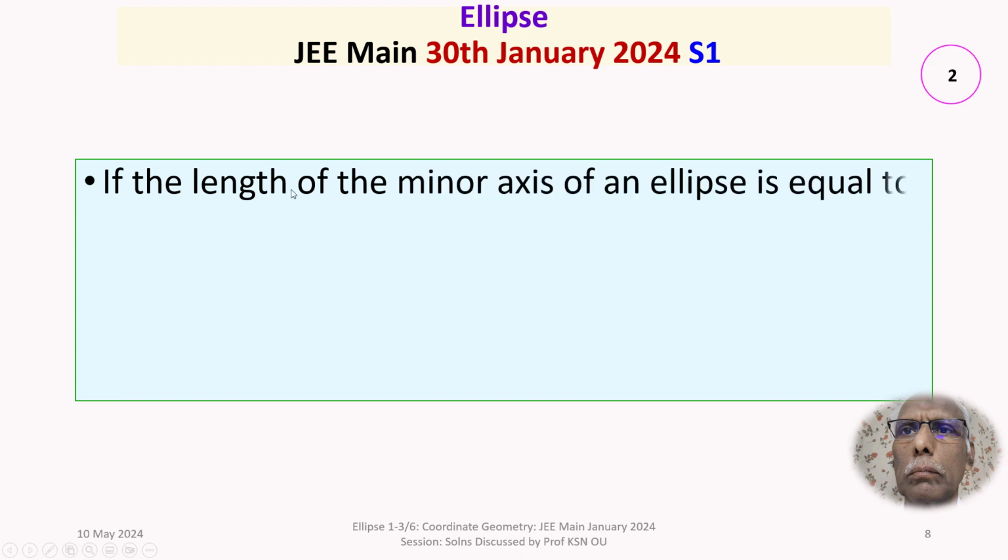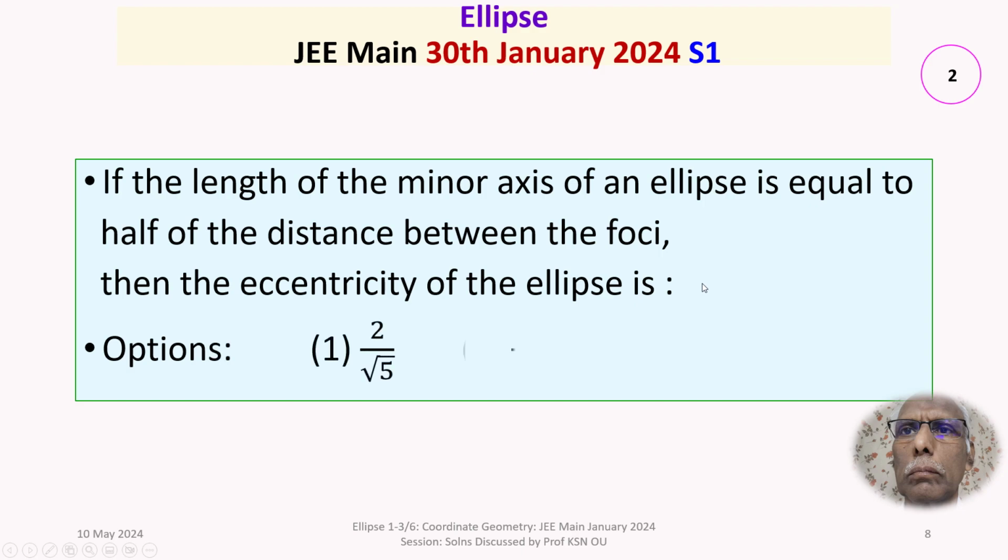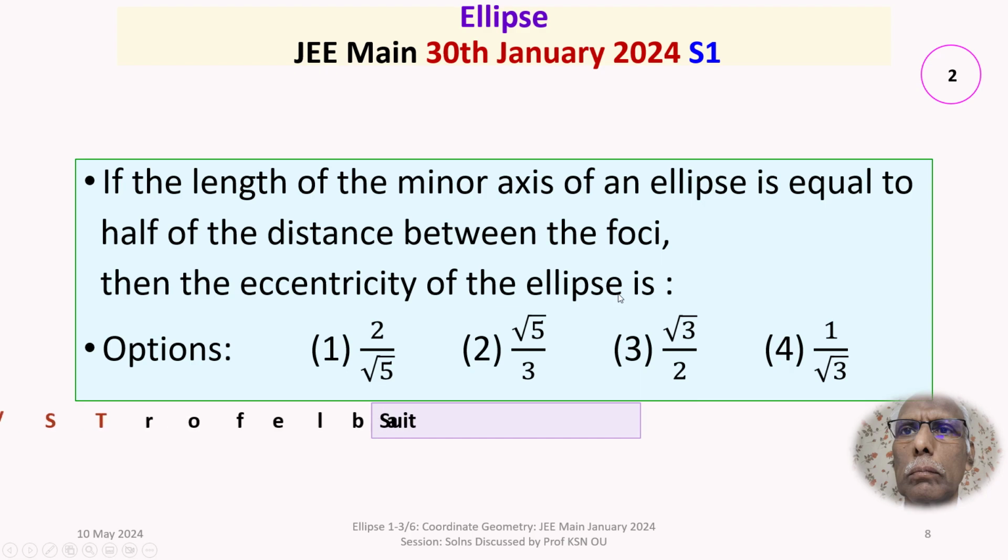If the length of the minor axis of an ellipse is equal to half of the distance between the foci, then the eccentricity of the ellipse is, we are given 4 options. So, we are given the length of the minor axis of an ellipse is equal to half of the distance between their foci, and we are required to find the eccentricity of the ellipse. Let's now discuss the solution of this problem in detail.